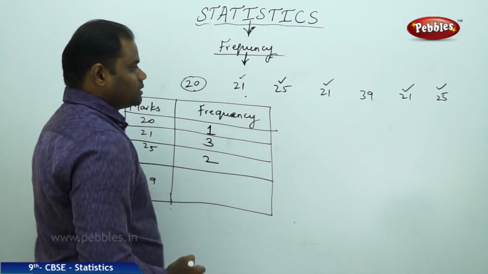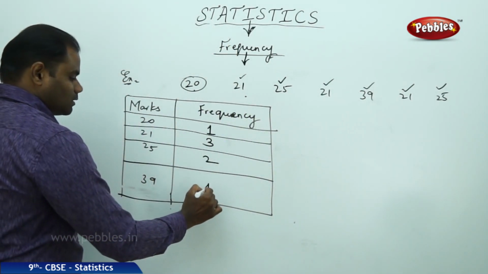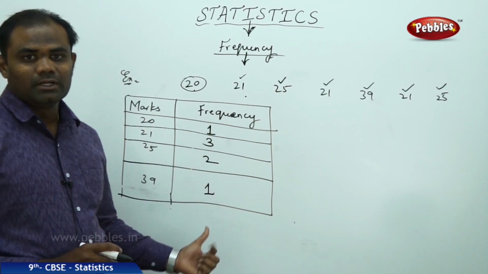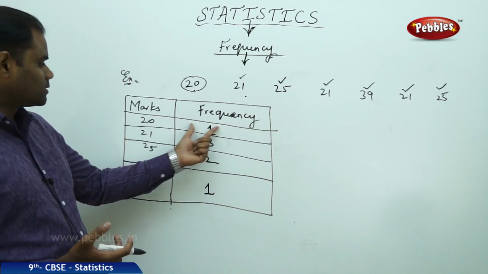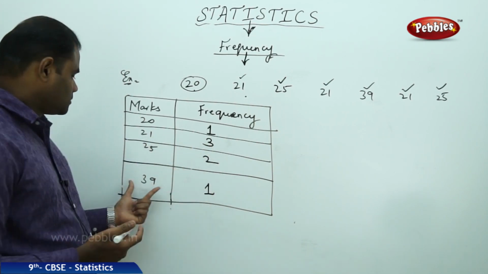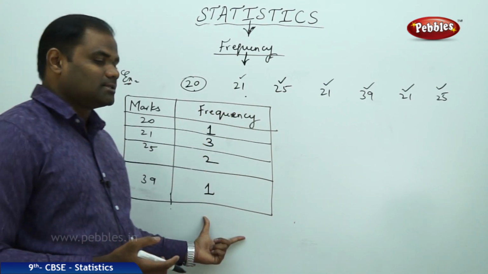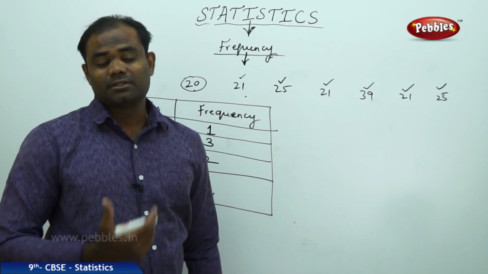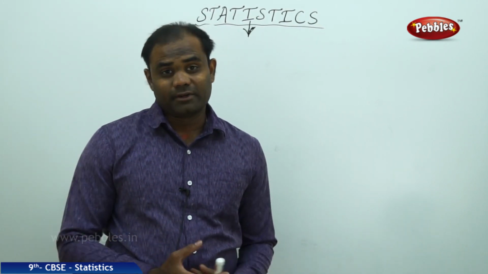And similarly, 39 repeats only once. It doesn't repeat, so the frequency is 1. So each value is defined with their respective frequency depending on the number of times they occur in the data. 20 occurs once, 21 occurs 3 times, 25 occurs 2 times, 39 occurs once. This is how we understand the frequency for the given data: the number of times it repeats in the given data. This session is about construction of a frequency table.